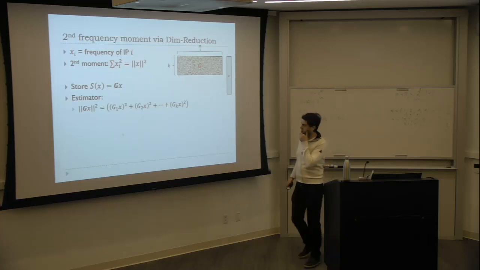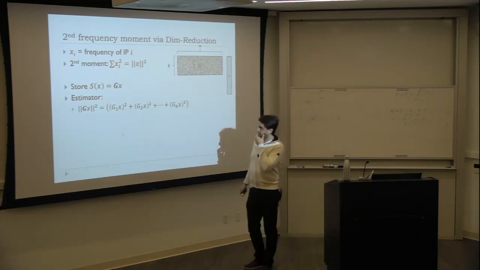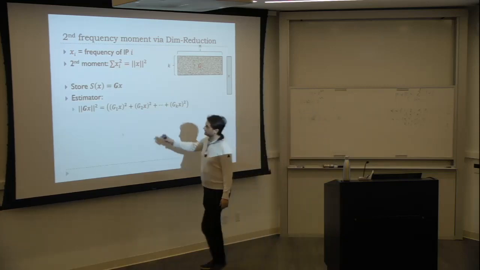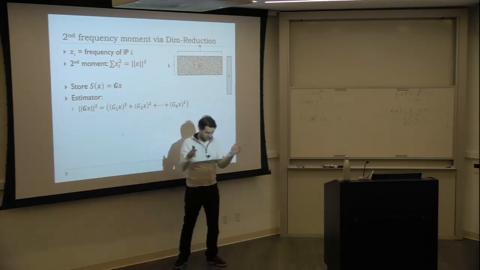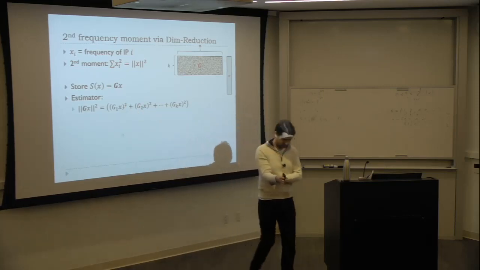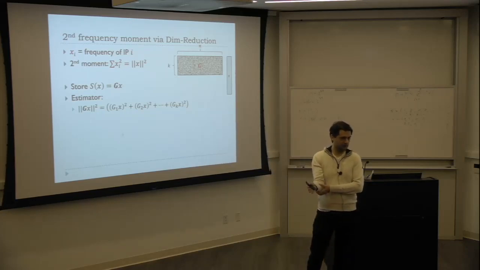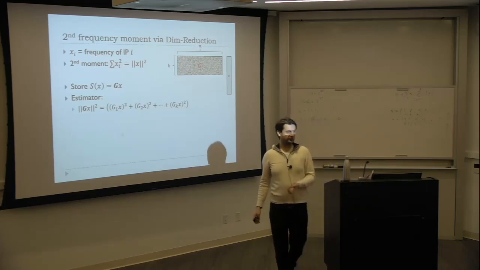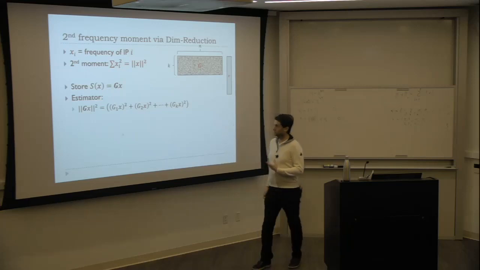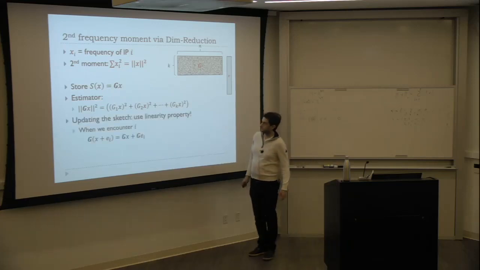Does that make sense? Now, what I'm describing is what should happen at a fixed time. It's a static description, as opposed to what I should be describing, which is a dynamic description. How do we update this sketch as we see another IP, for example? Well, this is where we'll use linearity.